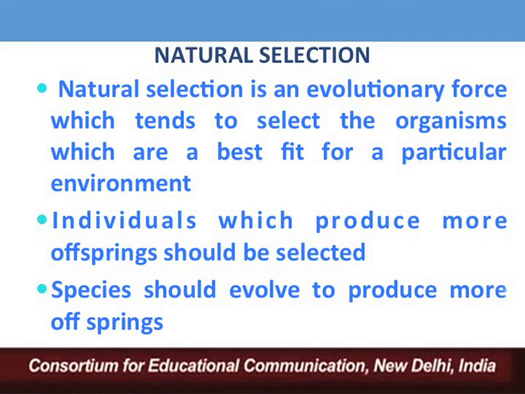Now, natural selection is an evolutionary force which tends to select the organisms which are best fit to a particular environment, and also those organisms which will produce the maximum number of offspring. These offspring should not be infertile and they should not be inviable. That means only those offspring which are viable and fertile will be considered. So natural selection ensures that only those organisms which are adapted to a particular environment and which produce fertile offspring are selected, and only those gene combinations pass on from generation after generation.